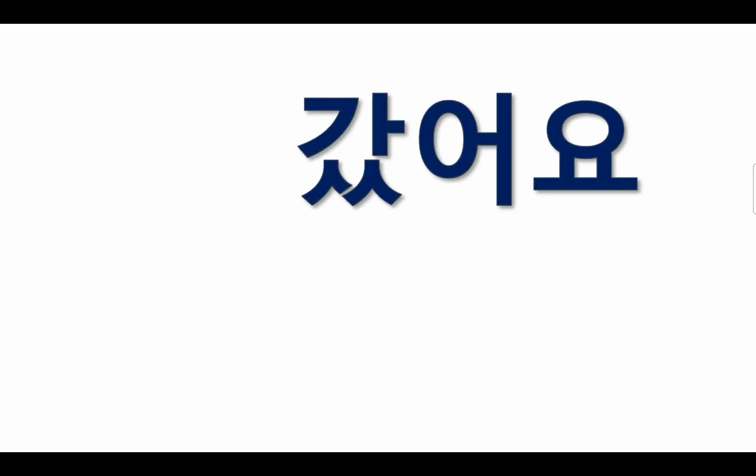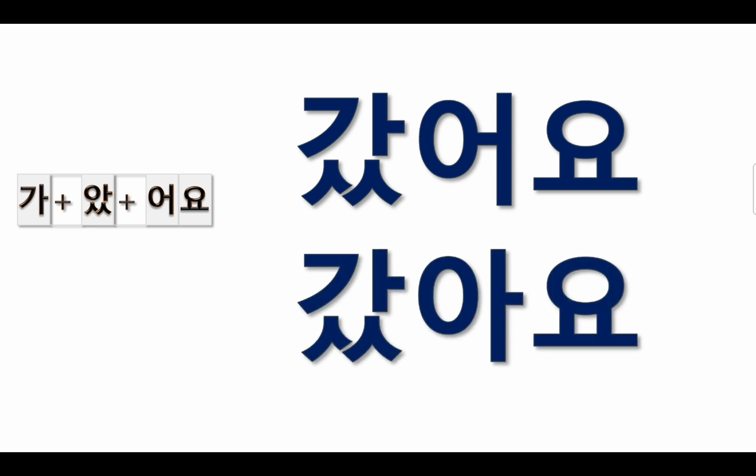This is quite interesting. 갔어요 is 가다, go, plus at, past tense, plus 어요. So altogether 갔어요. How about 갔아요? 갔아요 is 가 plus at plus 아요. So which one is correct? 갔어요 or 갔아요? Because 가 is a bright vowel, that's why we put at.